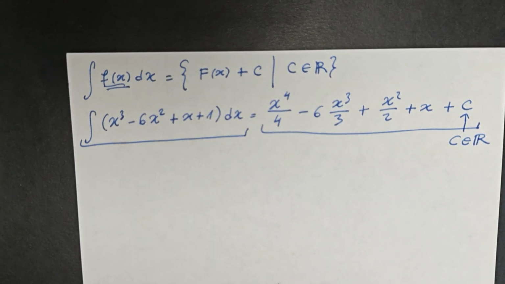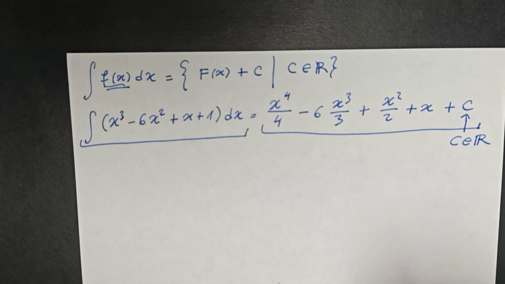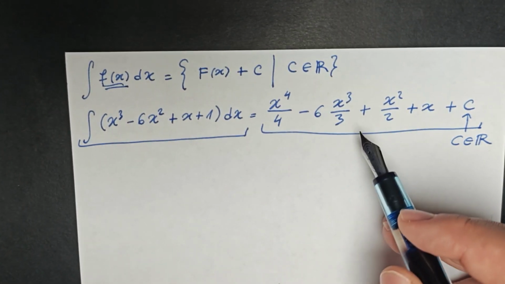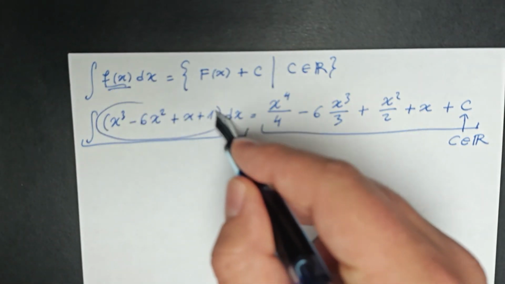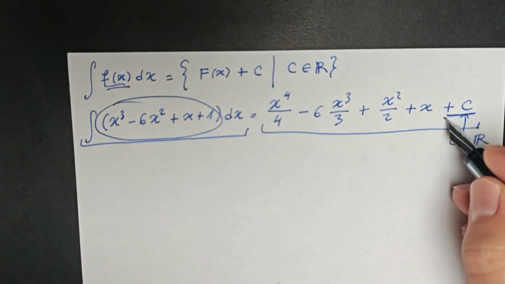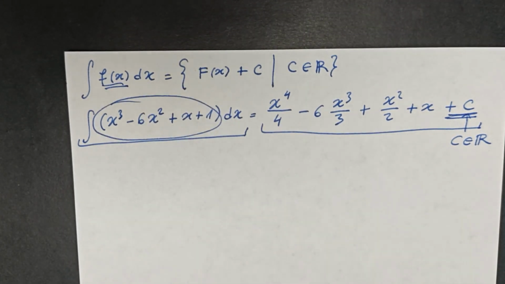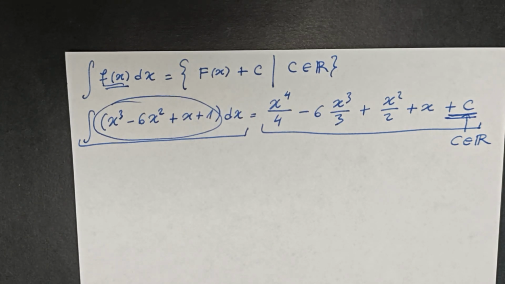If you want, you can check this answer by taking its derivative and you will get as a result the original integrand. It doesn't matter that there is this plus c at the end because the derivative of a constant is just 0. You can now ask a legitimate question. Why didn't I put plus c on every term as I went along integrating? It's because it doesn't matter at the end.